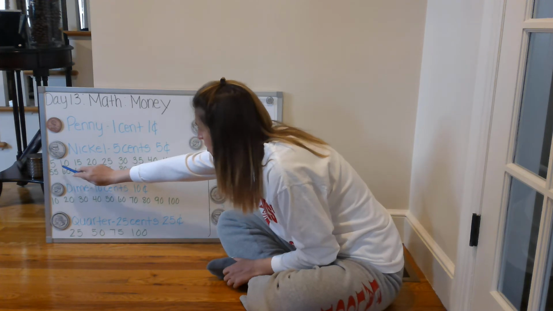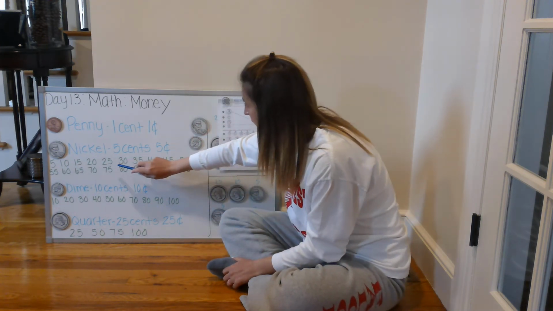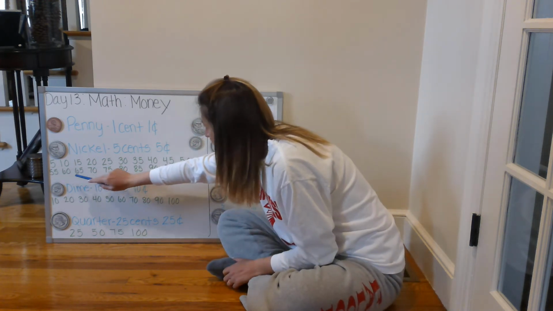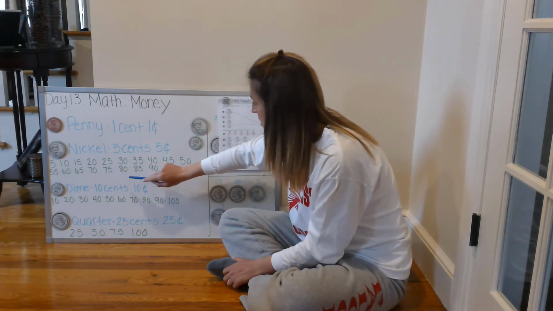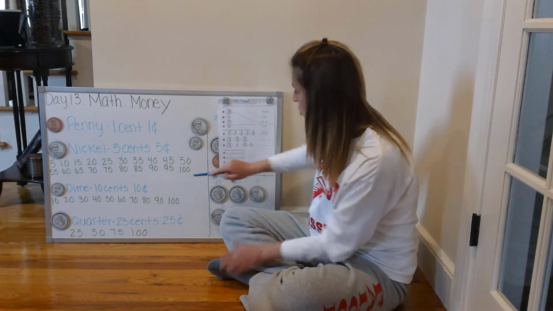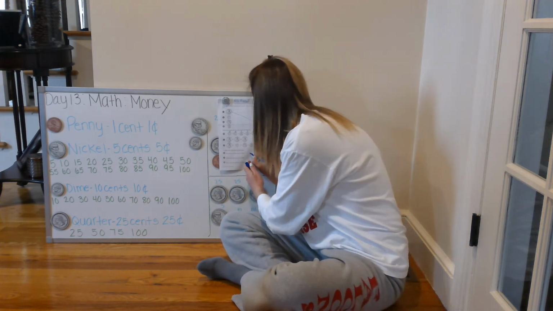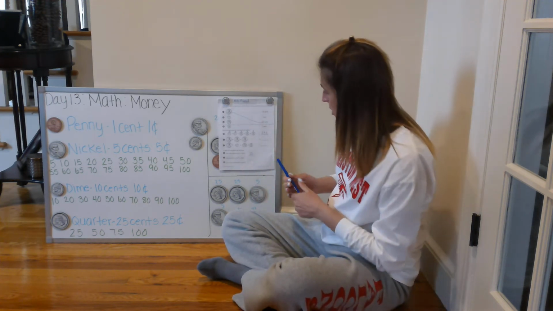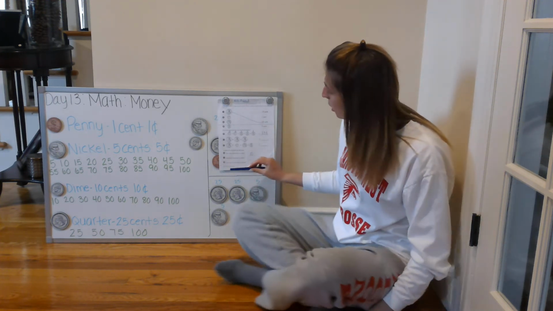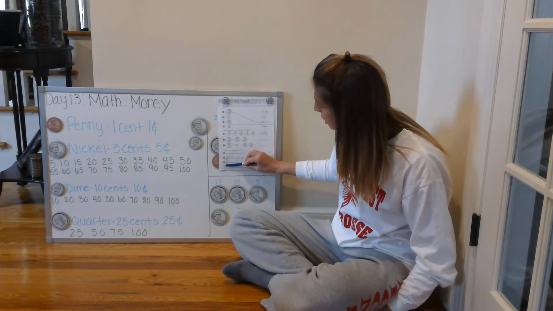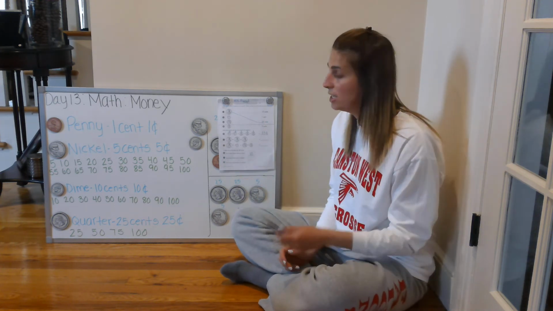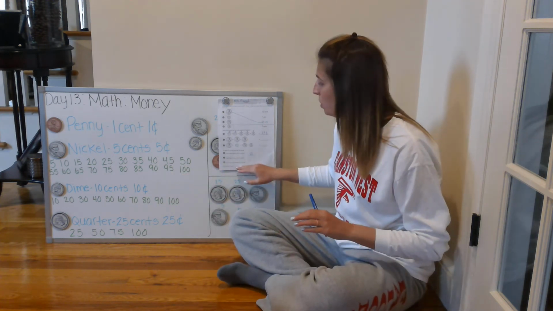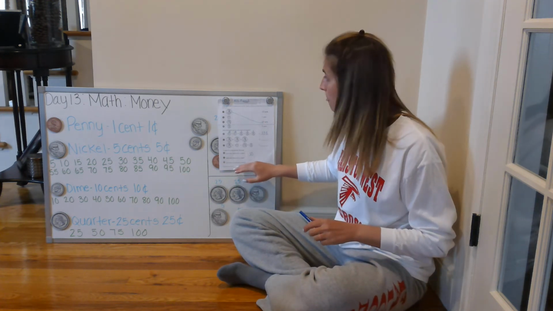1, 2, 3, 4, 5, 6, 7, 8, 9, 10, 11, 12, 13, 14, 15, 16, 17, 18, 19, 20. So we're going to write 20 here. There's 20 nickels in a dollar. And then you're going to complete the last 2 problems on your own. What I suggest you do is you pause the video here so you can see the number lines to help you complete 9 and 10 on your own.